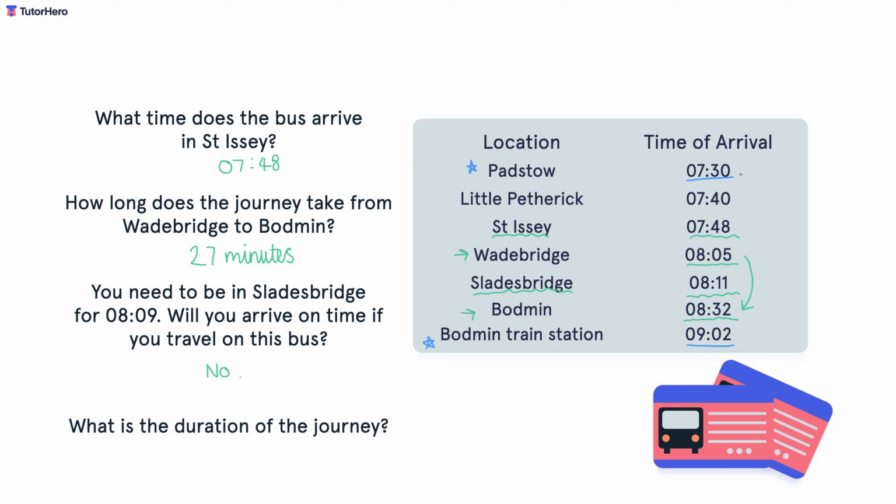So we need to find the difference between these two times, 7:30 and 9:02. So the difference between these two times is 1 hour and 32 minutes. The duration of the journey is 1 hour and 32 minutes. Really well done if you got all of those answers right.